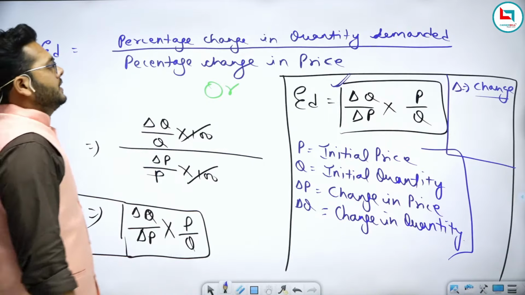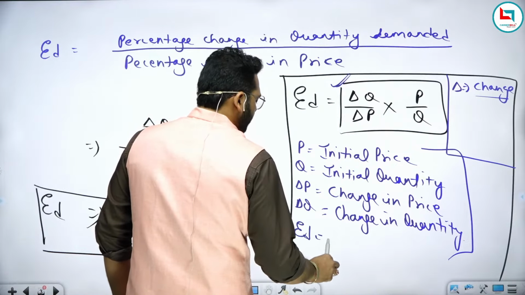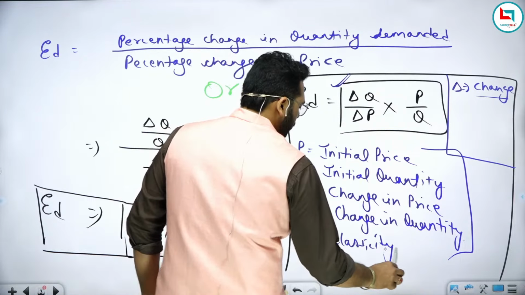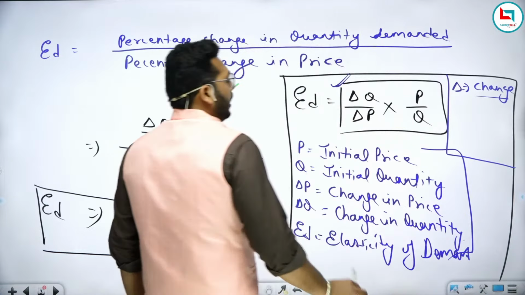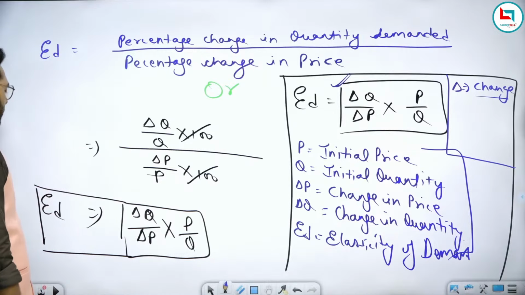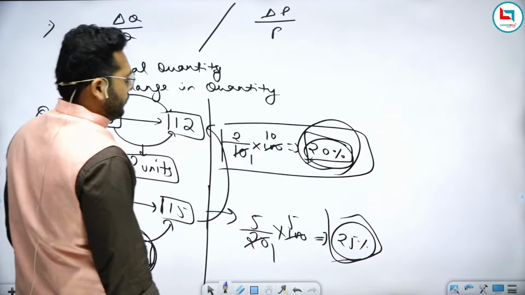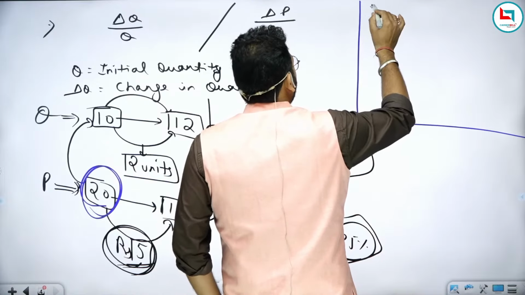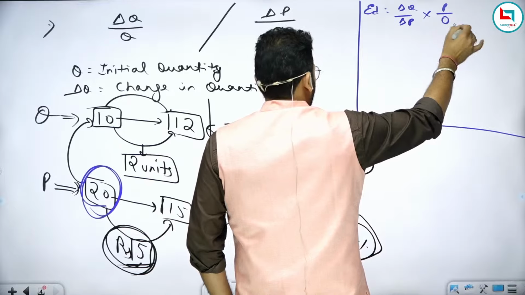Okay. So this is all about the ED. ED means elasticity of demand. Now we can find out the ED by using this concept. We can write here the formula of ED: delta Q upon delta P multiplied by P upon Q.